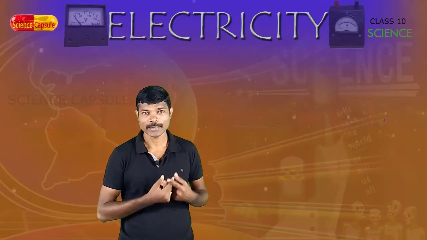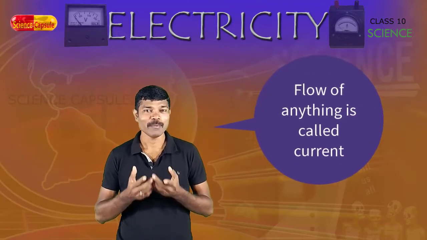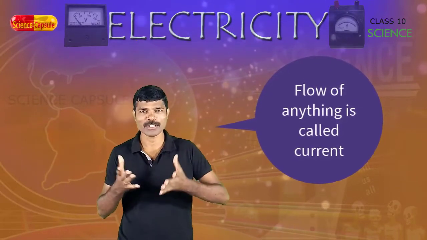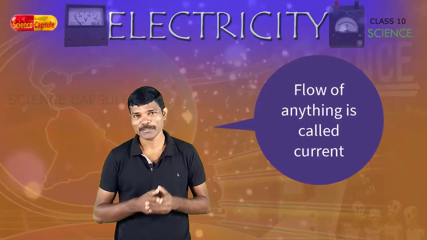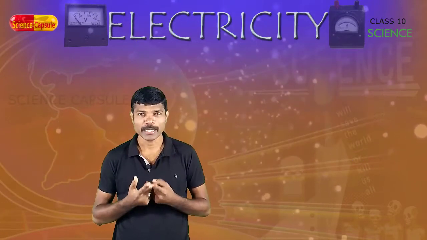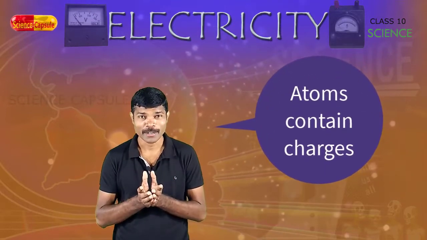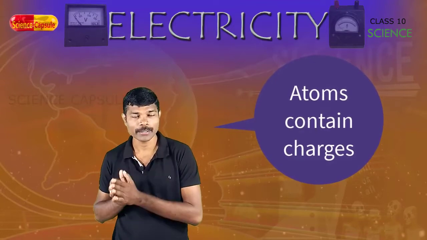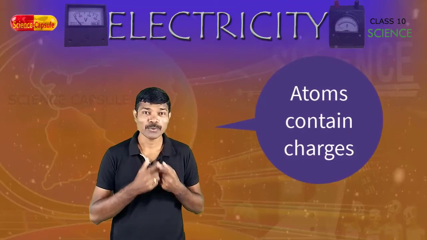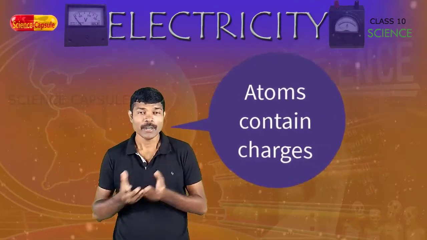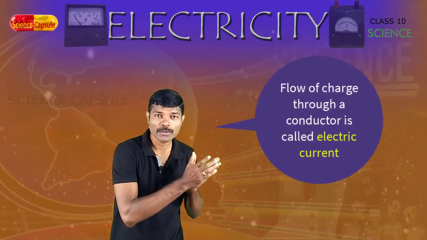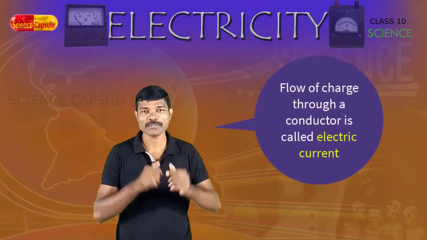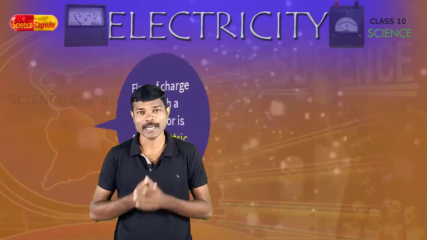Now let us have another example. In the lower classes, you must have studied about the atoms and molecules. When we talk about matter, we know that matter is made up of atoms. Inside the atom, charges are there, right? The positively charged particles are called protons, the negatively charged particles are called electrons. So now you have the idea about what is current and what is charges, right? When the charges move from one point of the matter to another point, we call it as flow of charge. This flow of charge is what we call electric current.